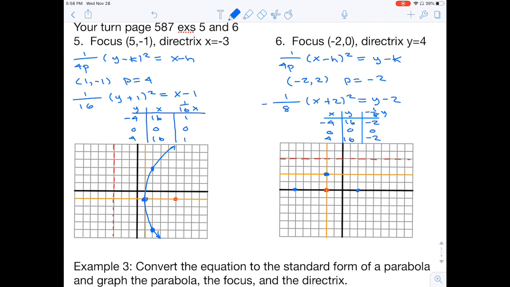So the graph, is that right? I guess so. It looks off, but I think I plotted in the right spot. So the graph looks like that. Okay, and that is the end of the video for example 2.